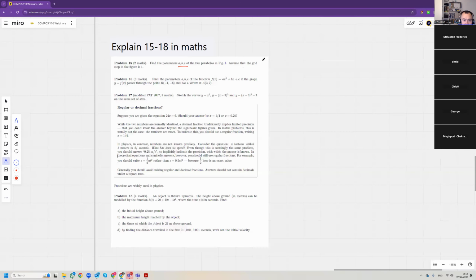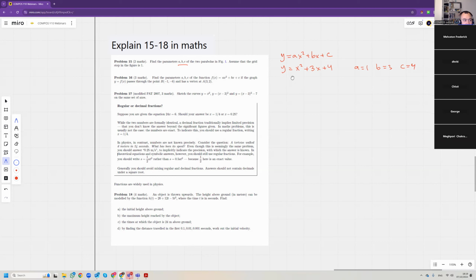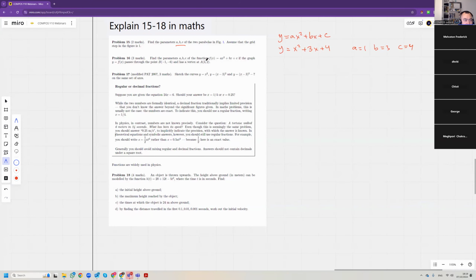When you say find A, B, and C, that means you have y equals ax squared plus bx plus c. So let's say y is x squared plus 3x plus 4. That means a is 1, b is 3, c is 4. Okay. Find the parameter that we see the graph passes through the point that has a vertex at this.